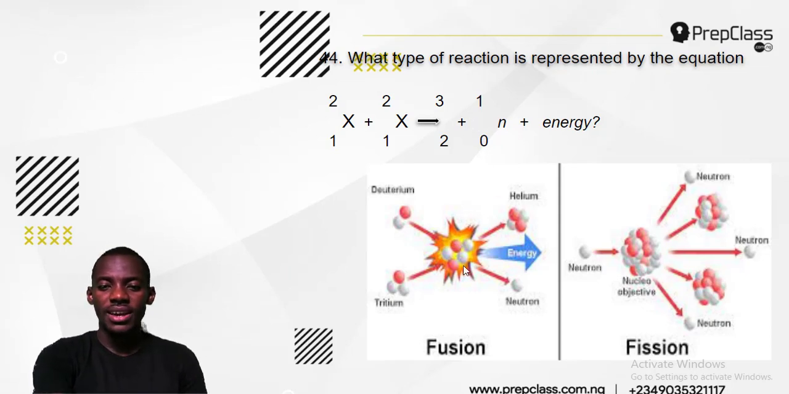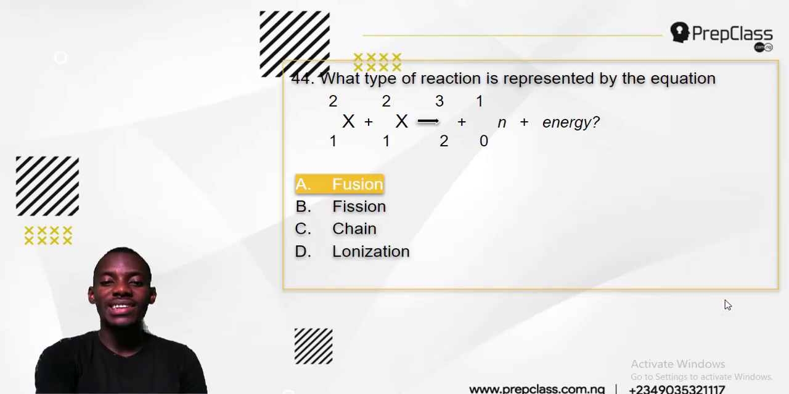Like I have this drawing here. This is fusion. 2 deuterium and tritium, they are both hydrogen. They are forming helium, 1 helium. But fission is 1 radioactive object forming 2 or more. It broke down into this, and that's fission. So the answer is fission.